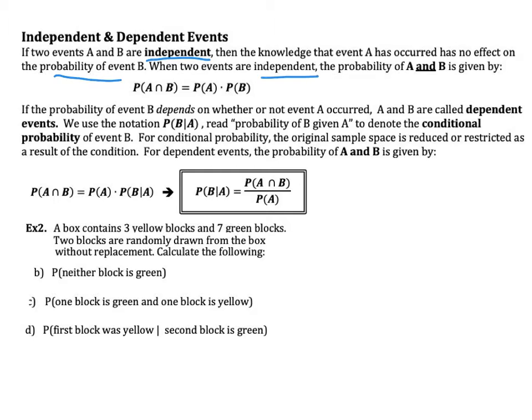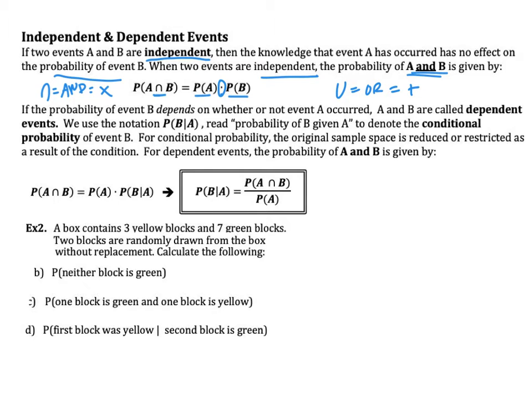When two events are independent, we can say the probability of A and B equals the probability of A times the probability of B. So this little intersection means and, and and means multiplication to me. So that's why you have this multiplication sign, right? This is a union, which means or, and or refers to adding things together. So if events are independent, then we can find their probabilities by probability of A and B. A intersection B is probability of A times probability of B.